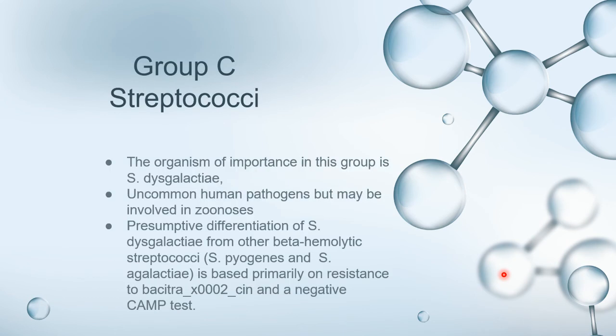Next, we have Group C. Group C, most important naman here, you have the S. dysgalactiae. It is the most clinically important in this group. Okay? They are seen in patients with underlying illnesses. So, uncommon siya na human pathogen but may be involved in zoonosis.